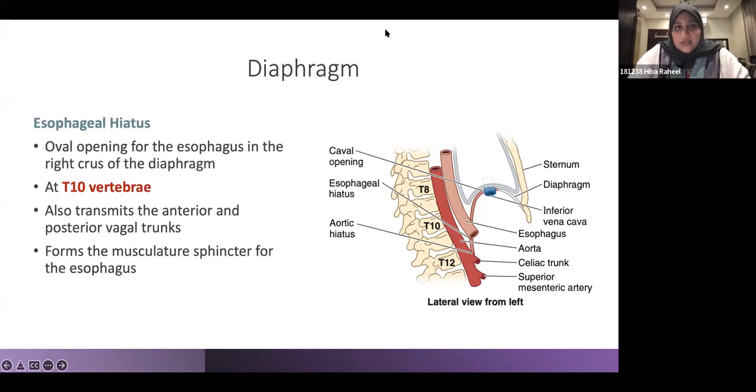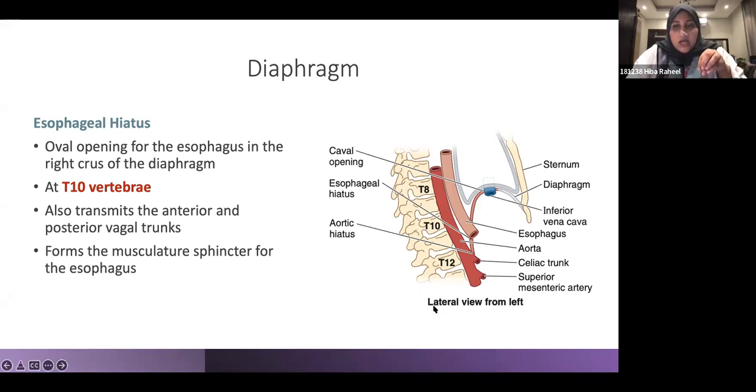Next, we have the esophageal hiatus. The esophageal hiatus is an oval opening for the esophagus in the right crus of the diaphragm. So this is present on the right side, at the level of T10, as you can see here. Along with this, two very important nerves run through: the anterior and the posterior vagal trunks, okay? The vagus nerves run through the hiatal opening with the esophagus.